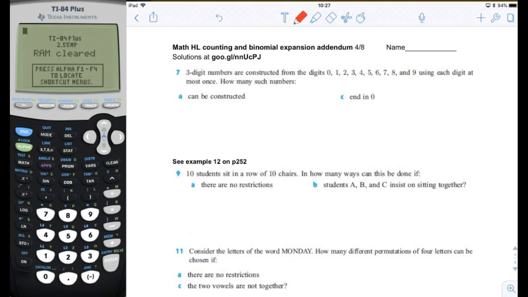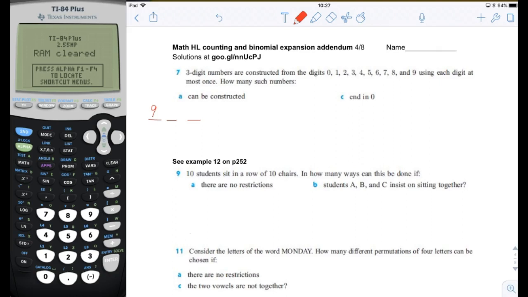When you're making 3-digit numbers, numbers that start with 0 don't count, right? Because like 010 is actually not a 3-digit number, it's a 2-digit number. So in the first slot, you can put any number except for 0, right? So that would be 9 possibilities for the first slot.